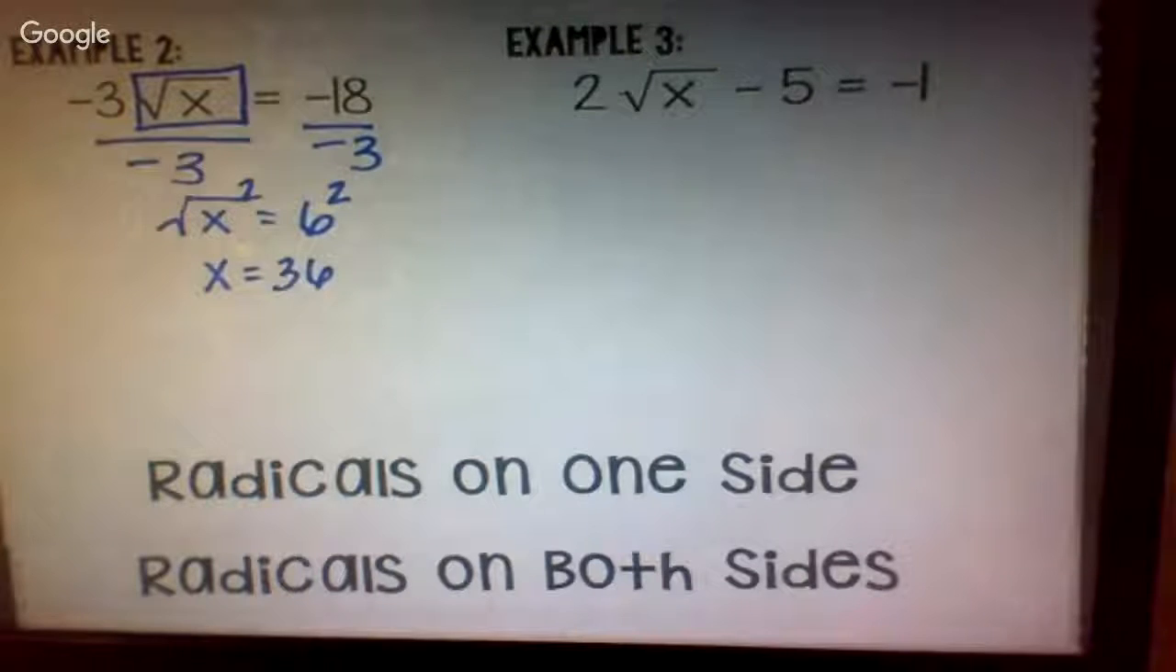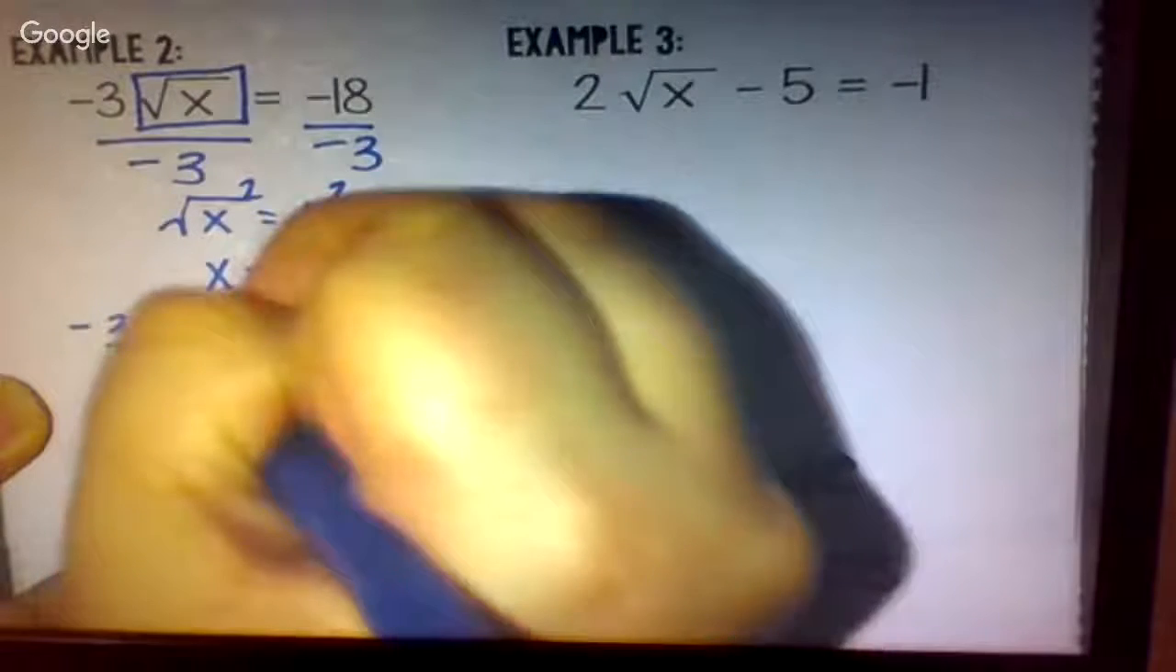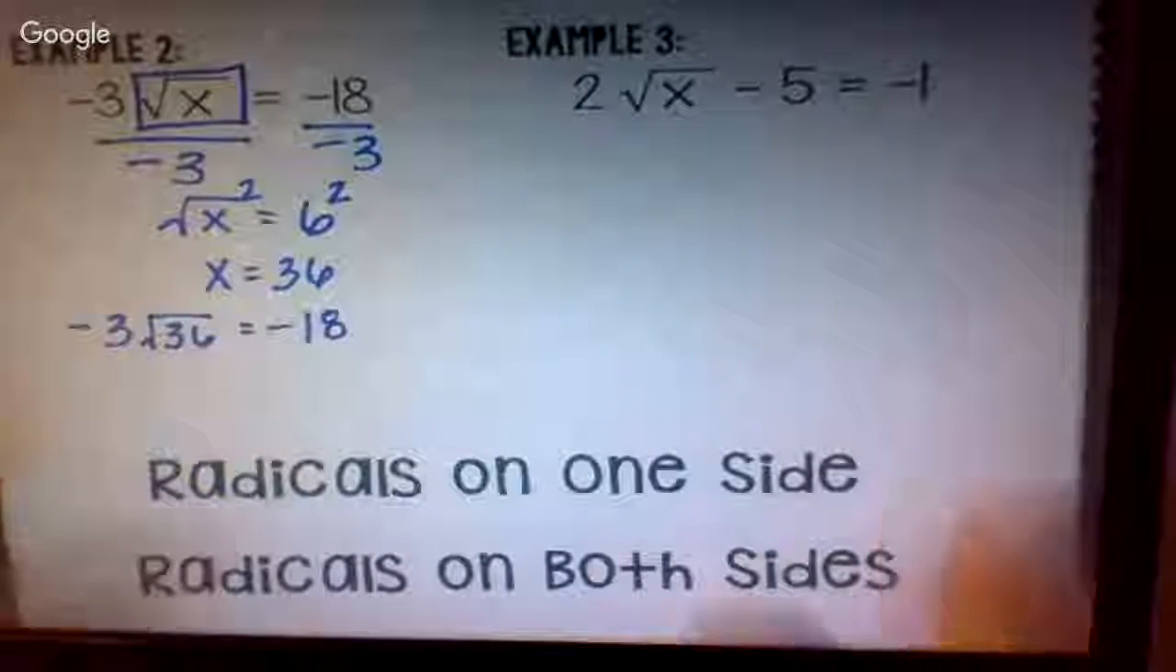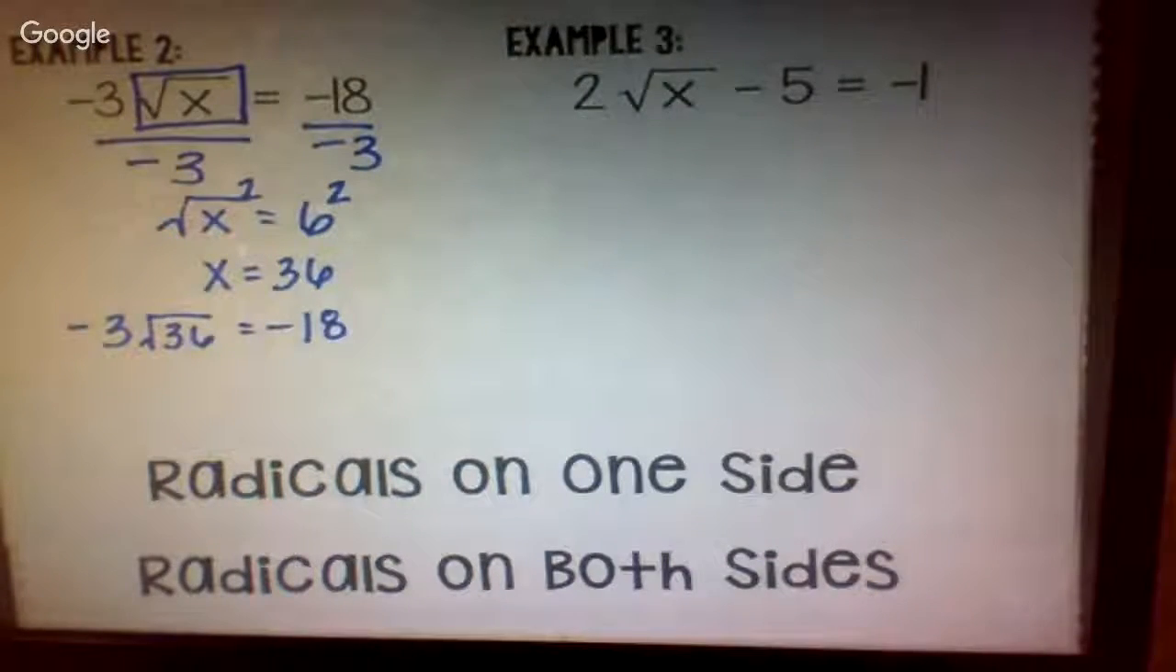The last thing I have to do is check it. Does that work? So we plug it into the original. Negative 3 square roots of 36 equals negative 18. If you don't know how to do this in your head, in your calculator, type in -3 square root of 36 and hit equals. See if that equals -18.